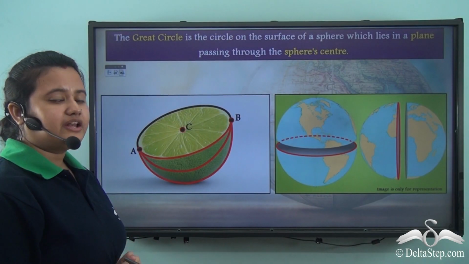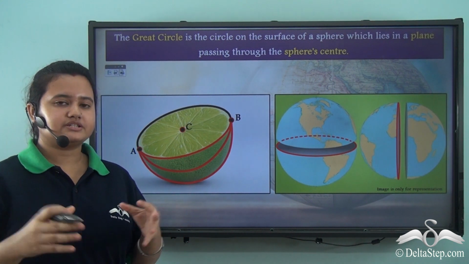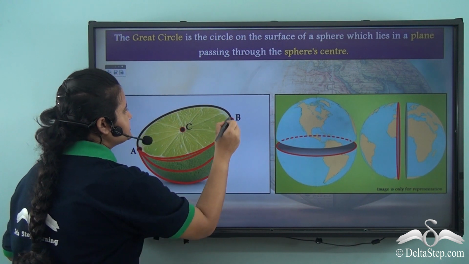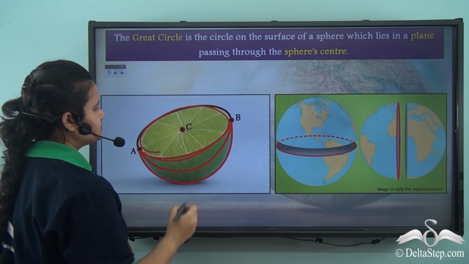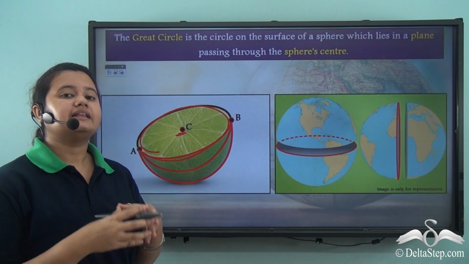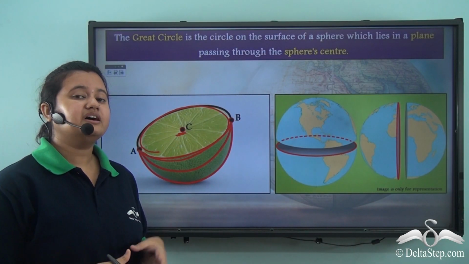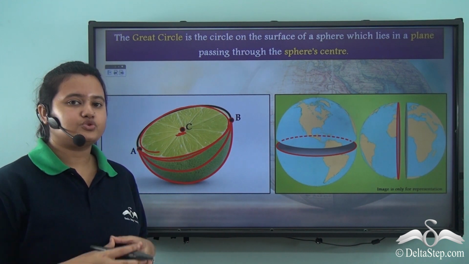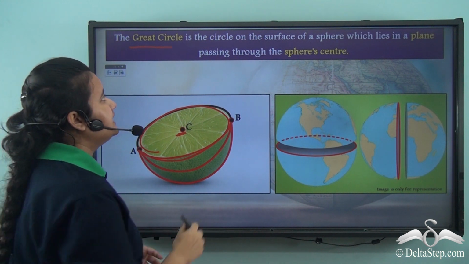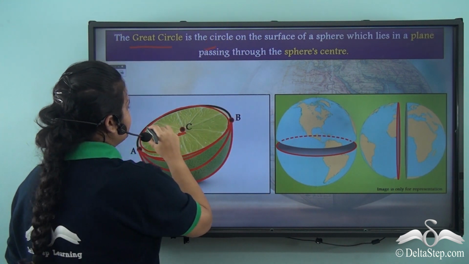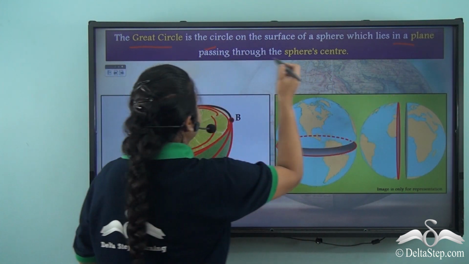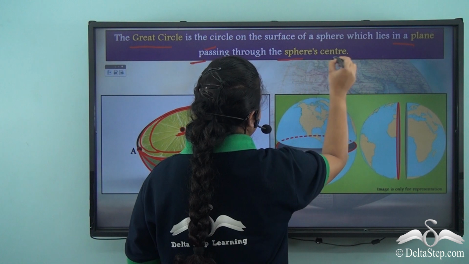Now this line, which denotes the shortest distance, is actually an arc of the circle that passes through the center of a sphere. Now this circle that lies in a plane where the sphere center is situated is known as the Great Circle. So Great Circle is the circle on the surface of a sphere which lies in a plane passing through the sphere's center.